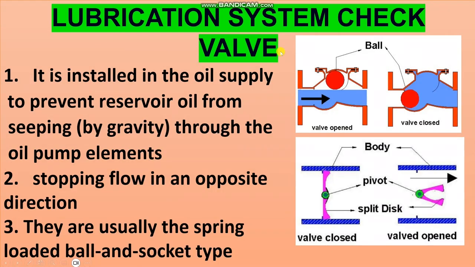Lubrication system check valves. Here, check valves. Look here. These are the types here. Ball. This is the flow. Push the ball and it goes. But in the opposite direction, the ball can't. The flow can't go in the opposite direction. This is another type here, pivot here, and this is the head. Here the flow goes in this direction, but in the opposite direction you can't go.